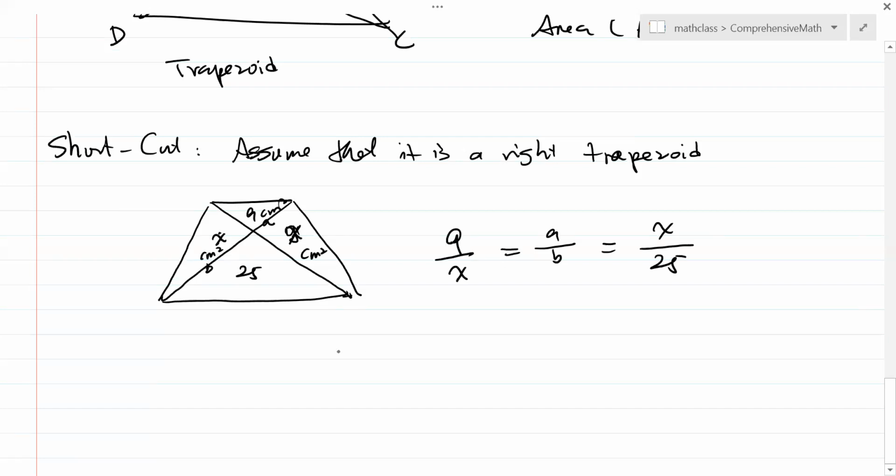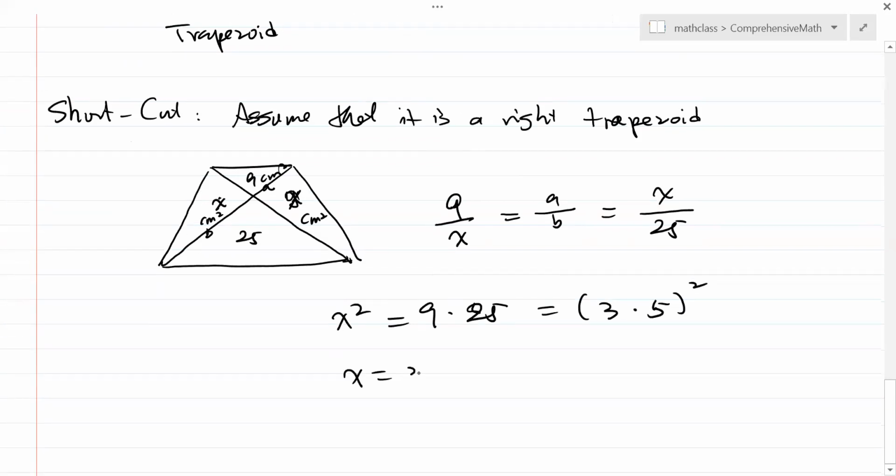Then you get x squared equals 9 times 25. And that's the reason why I use the 9, a perfect square, here, because we want to have a perfect square. So 3 times 5 squared, right? So x is going to be 3 times 5, it's 15. So x is 15 square centimeters.